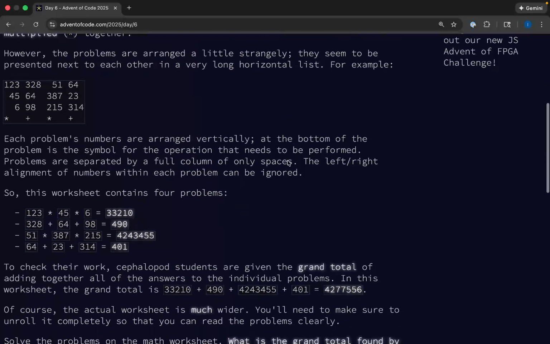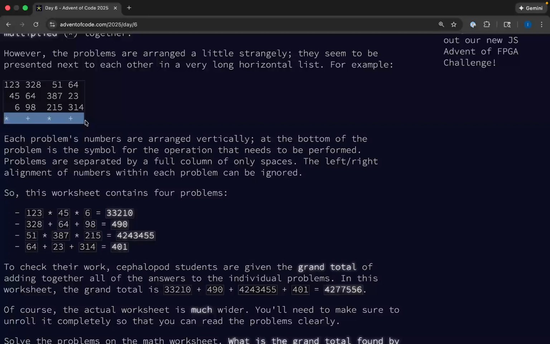So for this one, our problem input is we get a series of math problems. Each math problem is kind of delimited along these empty columns here. So if there's all spaces in a column, we can assume that that's a boundary between one problem and the next.